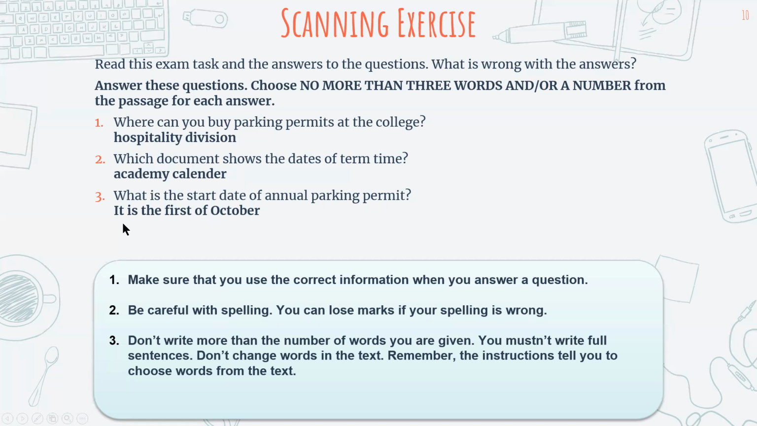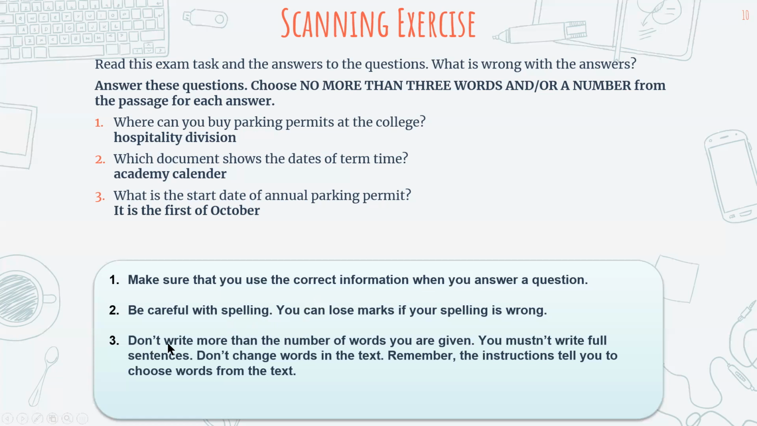The third one says it's the 1st of October. Oh, this is a very big mistake. Don't write more than the number of words you're given. You have to read the question carefully. No more than 3 words and or a number. So it could be 3 words and a number, or 2 words and a number, or even a word and a number. So the maximum is 3 words and a number.